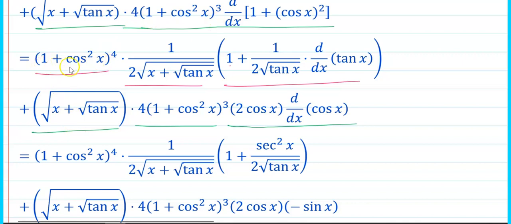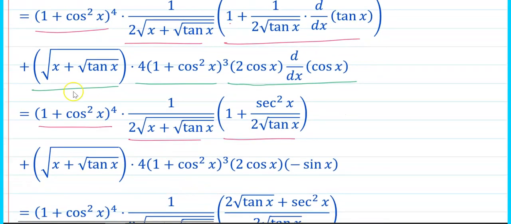See this here, 1 plus cos square x bracket to the power 4. It is as it is. 1 upon 2 times root of x plus root of tan x here is as it is. Next, this is the 1. Next, 1 upon 2 times root of tan x. What's the derivative of tan x? Is sec square x. Okay, this is as it is. What about the green here? The root of x plus root of tan x. Yes, it is as it is. 4 times in bracket 1 plus cos square x bracket cube. Yes, it is also. Sorry, here the green ink.